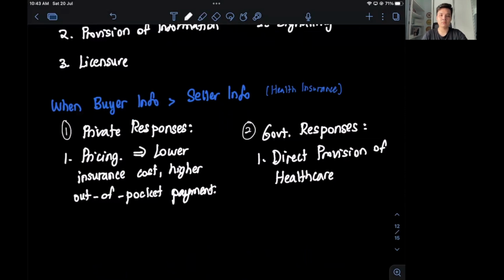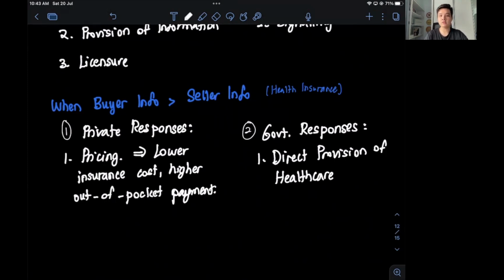But what if we flip the table and the roles this time around? What if this time, in the context of health insurance, for example, the buyer has more information than the seller? The private response here can include things like pricing. Here, insurers offer a range of health insurance policies whereby the lower the cost of the insurance, the higher the deductible, the out-of-pocket payment. So in theory, this hedges against risk.